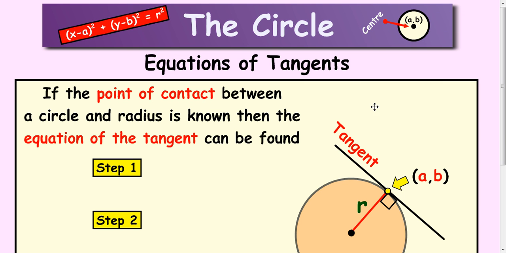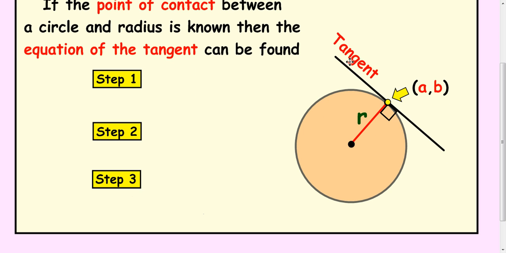In this lesson we're going to look at how to work out the equation of tangents to circles. So if the point of contact between a circle and radius is known, then the equation of the tangent can be found. The equation of this line here. There's three steps to this.